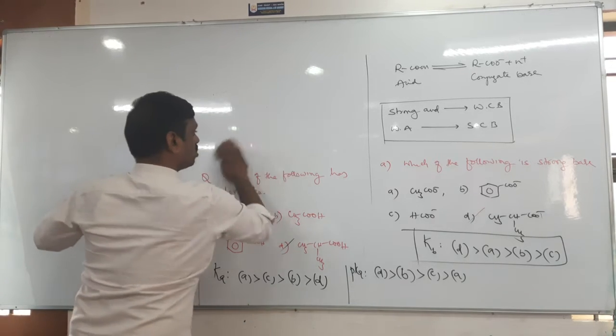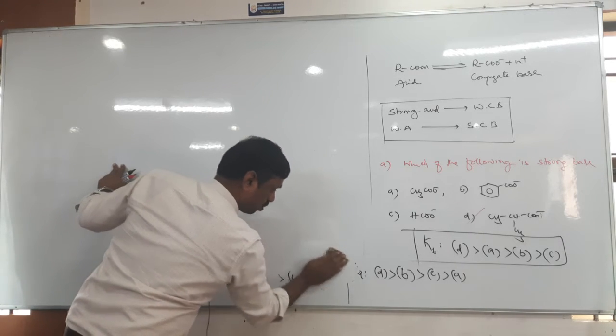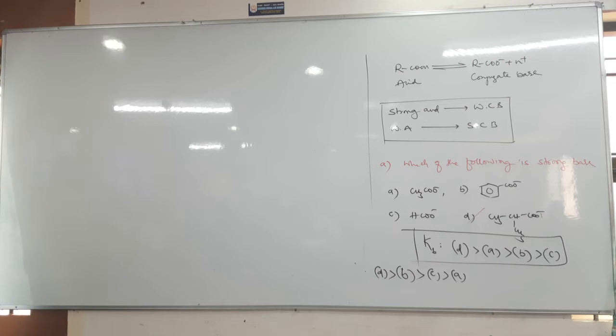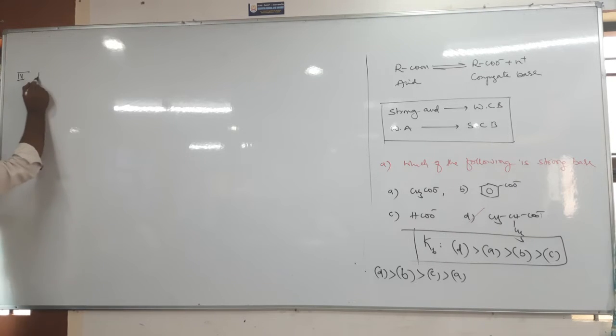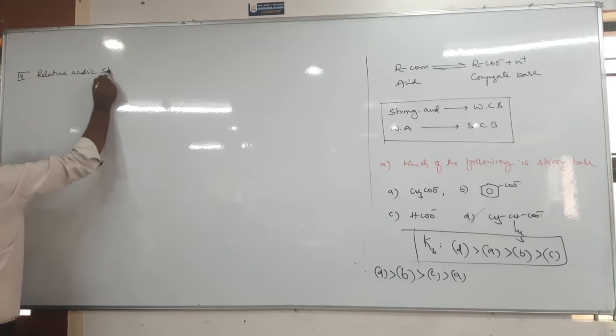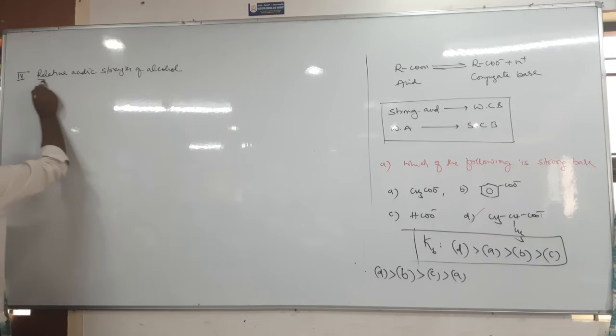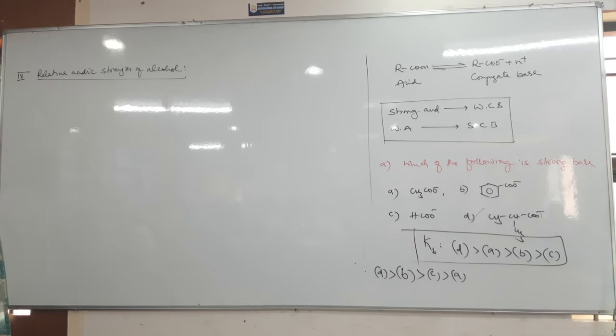Next, so this is how the acidic strength of carboxylic acid depends on the plus I group and minus I group. Next, the fourth application is the relative acidic strength of alcohol. These topics we will actually study in second PUC.